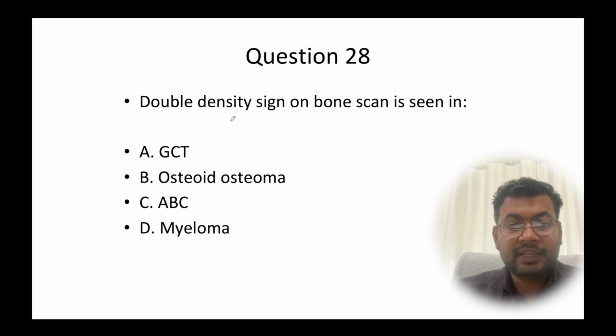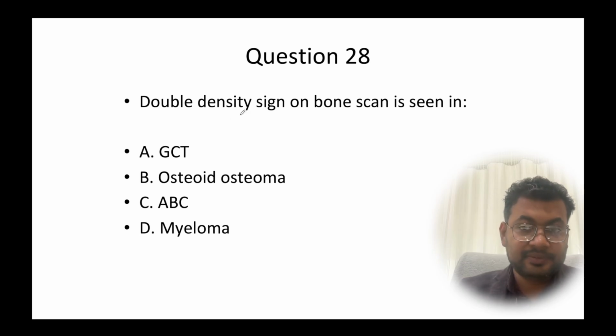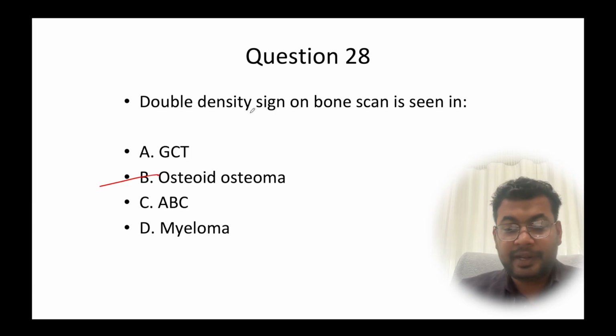Double density sign on bone scan is seen in: the answer is osteoid osteoma, because in osteoid osteoma there is an intense focal uptake with surrounding lesser uptake, so that appears as a double density sign. That is a sign of osteoid osteoma on bone scan. So the answer is B.